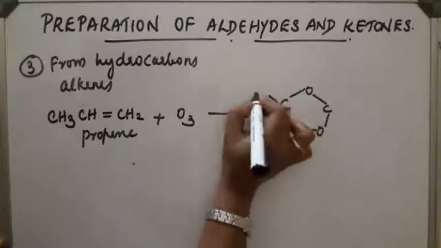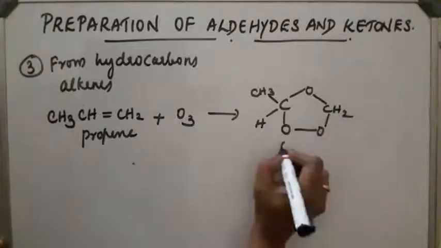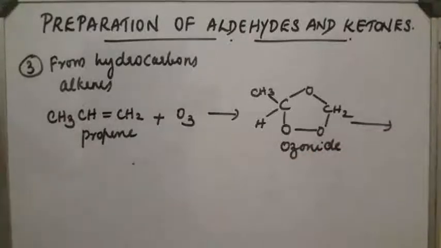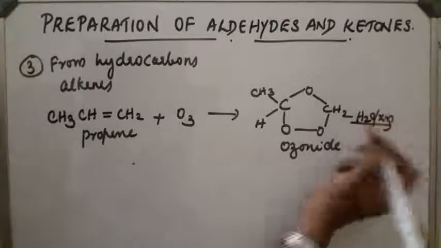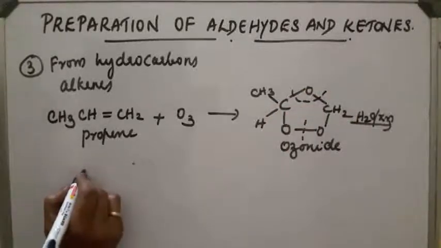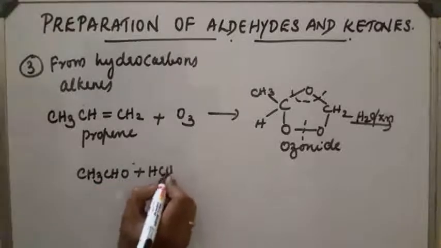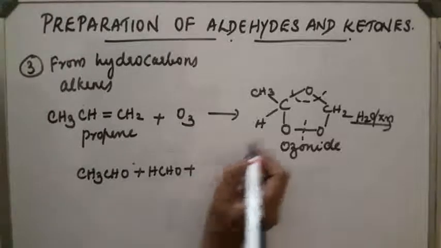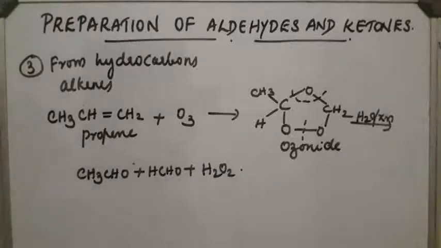The ozonide will be obtained. Next, this on decomposition with water and zinc dust, what will happen? The break will be here. So the product obtained will be CH3CHO plus HCHO, plus H2O2. This will be the reaction.